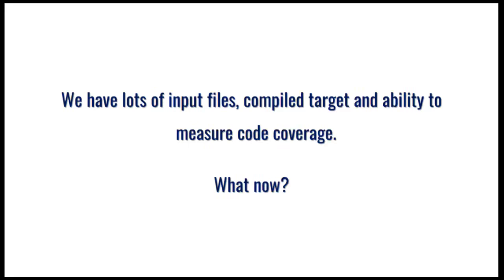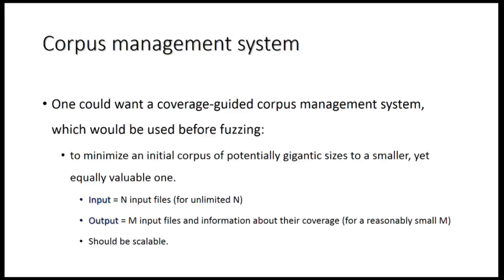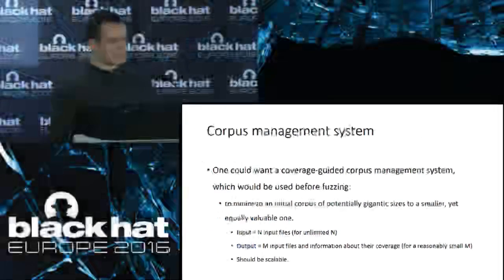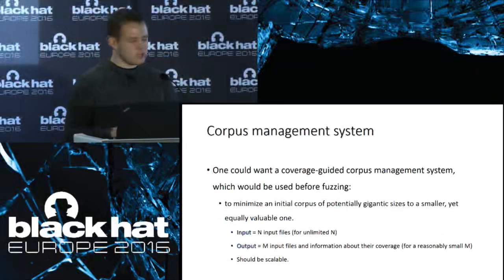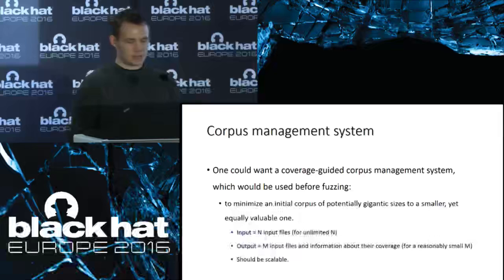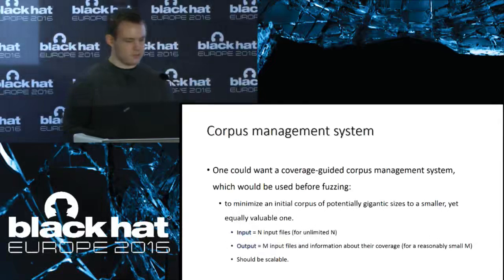So now that we have lots of input files, the compiled target, and the ability to measure code coverage, the question is, how do we proceed from here? This is assuming that we would like to create some corpus management system. I would like to present an algorithm of how I do it myself.